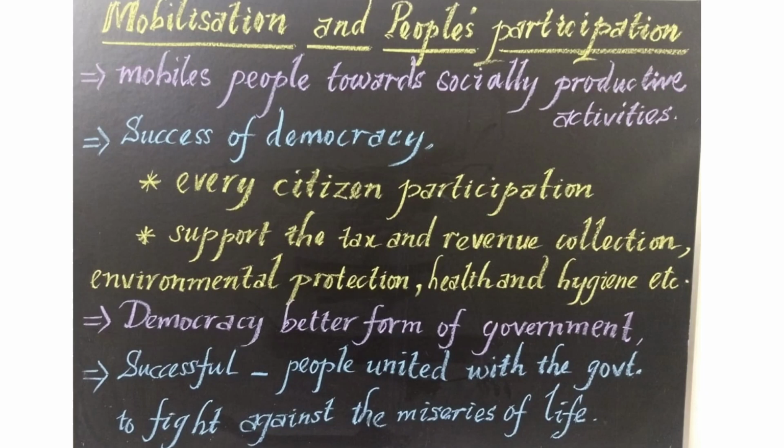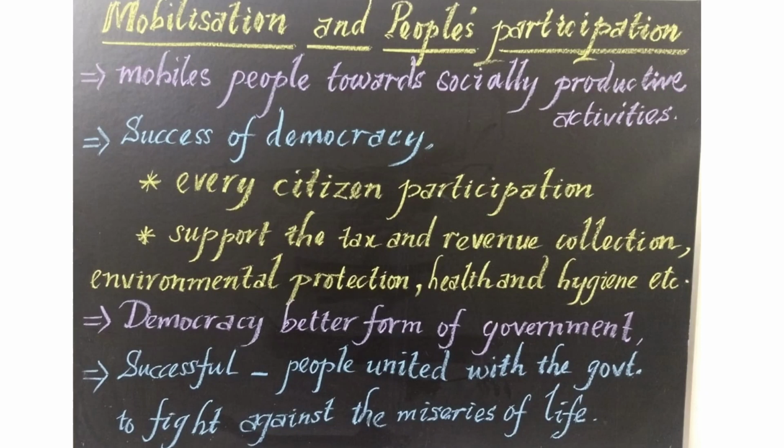So democracy is a very good form of government, but democracy can be successful only if every citizen participates in a democracy properly. That is, they must take action and support the tax and revenue collection system and observe the national norms in environmental protection, give importance to cleanliness, health and hygiene, sanitary drives, and immunization programs like polio, everything to fight against polio.